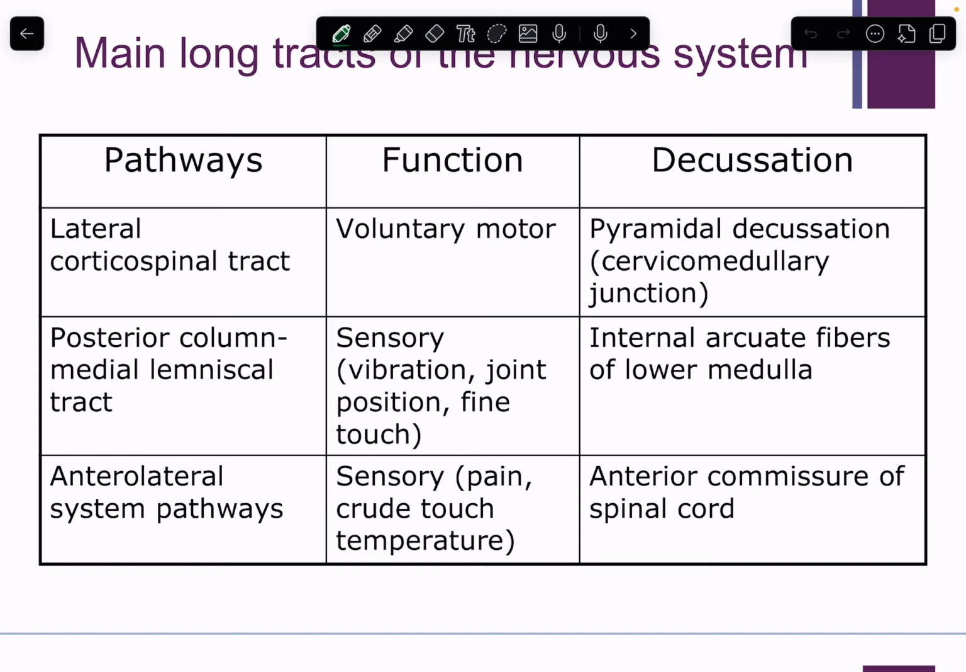So the decussation of these pathways is crucial to understanding the effects of spinal cord and brain injuries, as the site and nature of sensory and motor deficits depend on whether the lesion is above or below the point of decussation. That's why the decussation area is very important to know whether it is an ipsilateral or contralateral affectation.